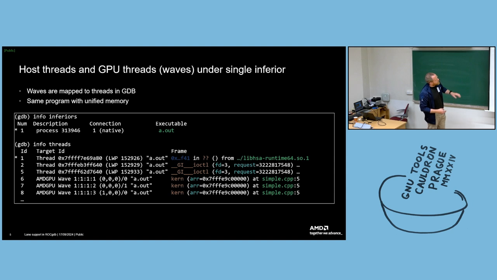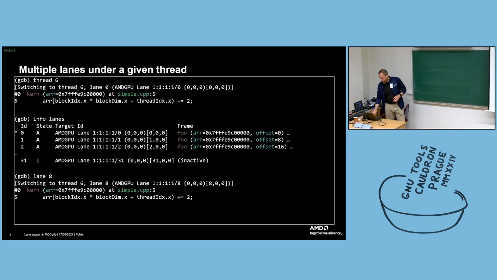Don't mind too much all the lane IDs and everything, which give some information about where in that 3D space the waves live. We can ignore that for now. So info inferiors, info threads, and then from here we select the thread within the inferior and do info lanes. We get a list of all the lanes, which tells us if lanes are active or inactive. Unused lanes are not shown by default, but we can still show them.